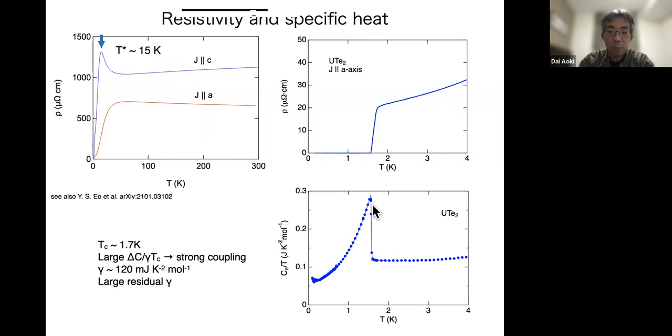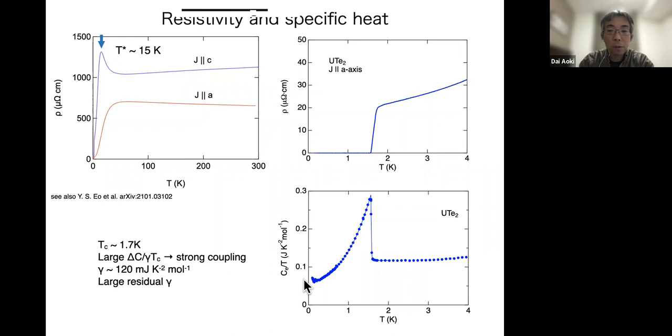And here is a specific heat curve. This is also very sharp. The interesting point is the large residual density of states at low temperature. I will show you more details.